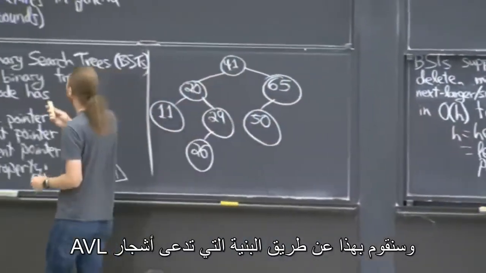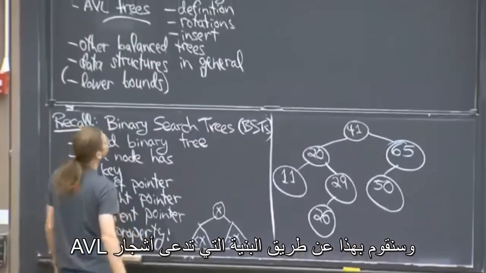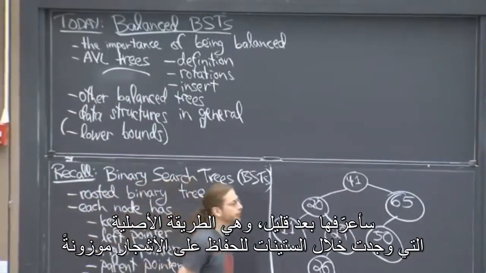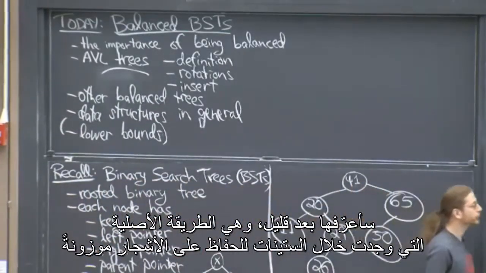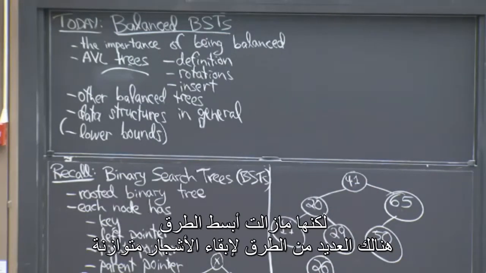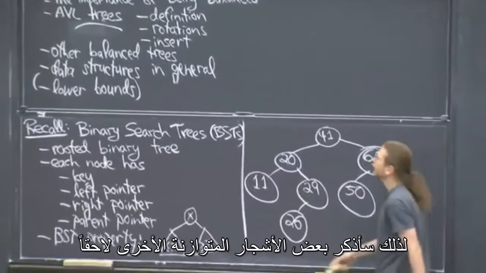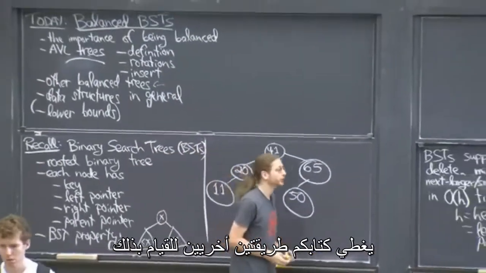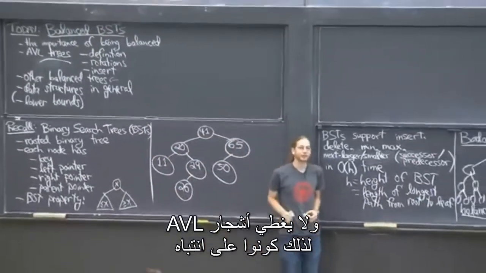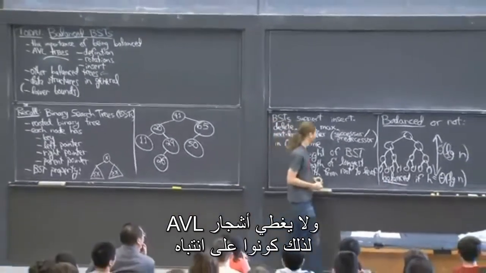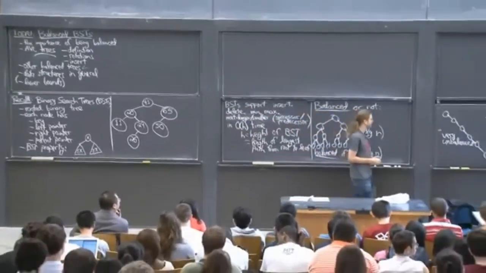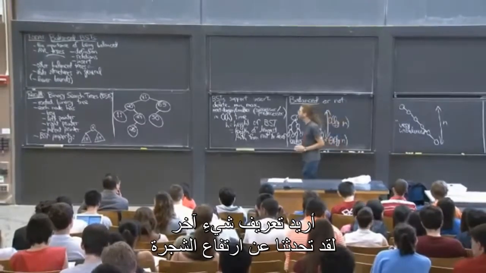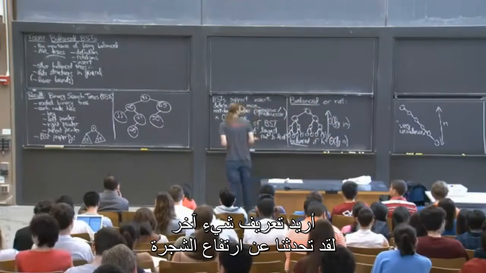We're going to do that using the structure called AVL trees, which I'll define in a moment. They are the original way people found to keep trees balanced back in the 60s, but they're still kind of the simplest. There are lots of ways to keep a tree balanced. I'll mention some other balanced trees later on. In particular, your textbook covers 2 other ways to do it. It does not cover AVL trees, so pay attention.